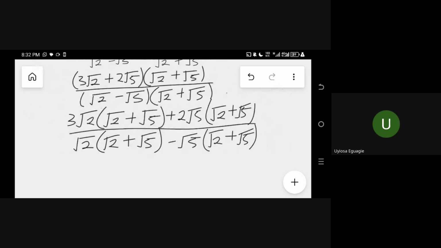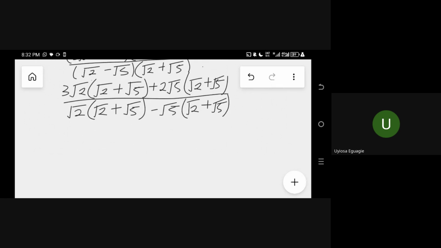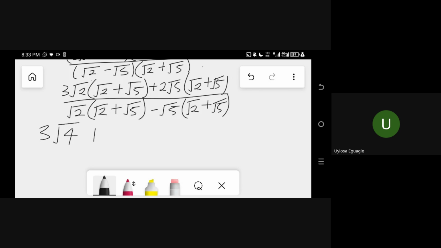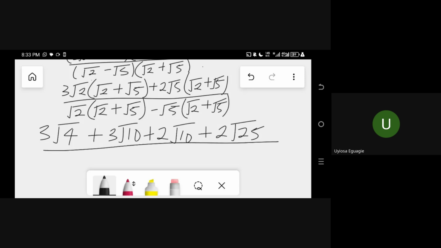So if you expand that bracket, the numerator, you should have 3 root 4 plus 3 root 10 plus 2 root 10 plus 2 root 25. So was this what you got at the numerator, Efosa? Look at the results there. Was it what you got?